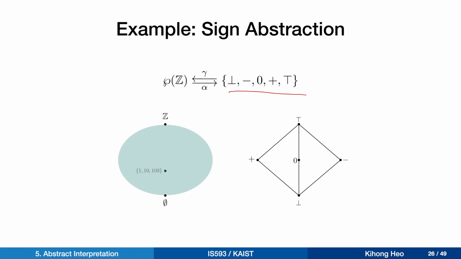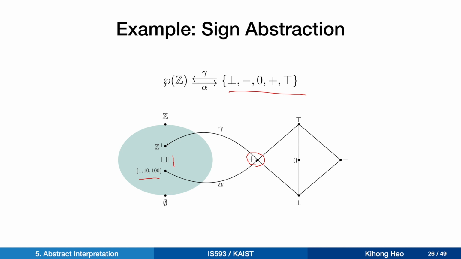Okay, so for example, suppose we pick an element in the concrete domain here. Okay, the set 1, 10, 100. Intuitively, what is the abstraction of this set in the sign abstract domain? Okay, that will be the plus element. And then what is the concretization of this plus? That will be the whole set of positive integers, which is larger than the set before abstraction.